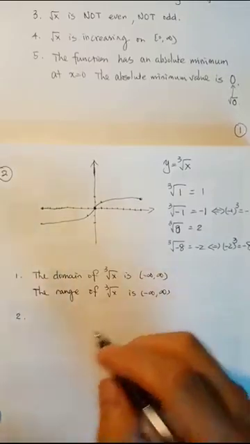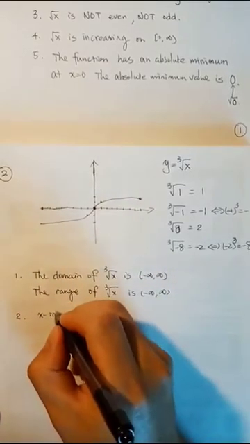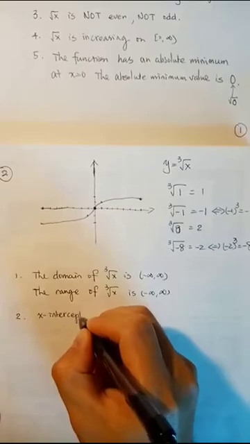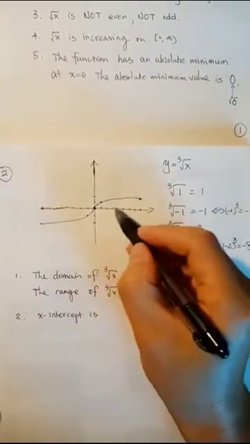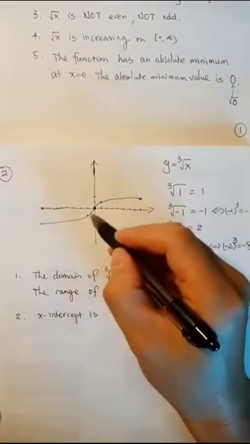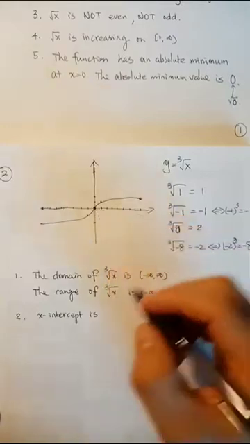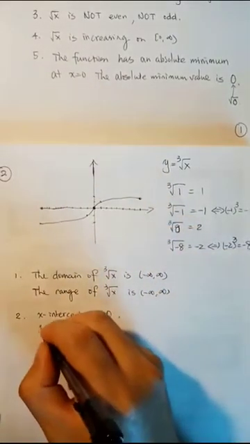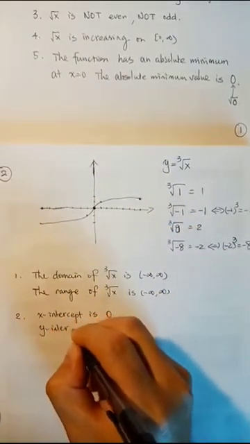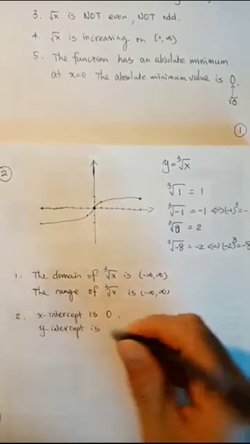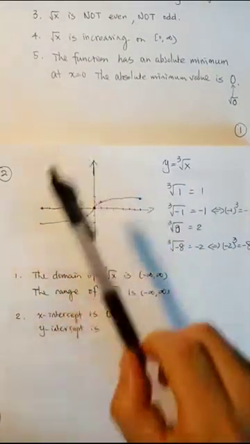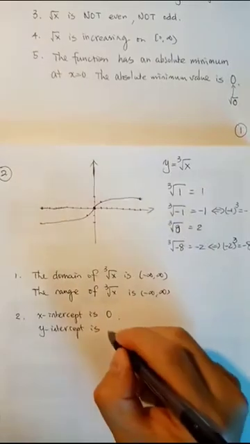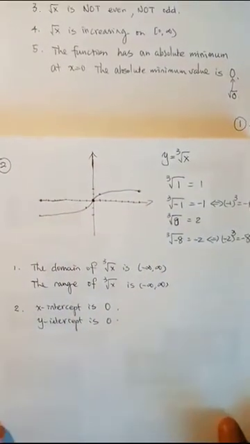Okay, and then the x-intercept. X-intercept is the intersection between the x-axis and the graph. You see here there's only one intersection. So x-intercept is 0. Y-intercept. Y-intercept is intersection of the y-axis with the graph. It's also 0. Okay.